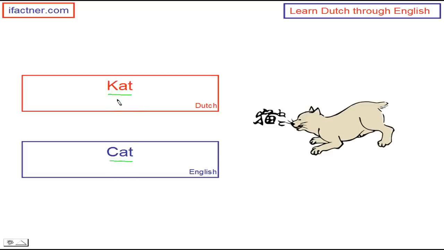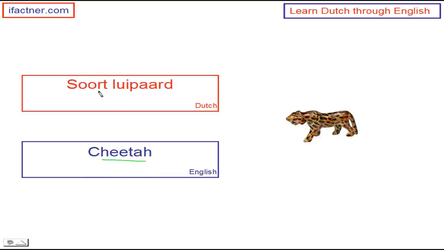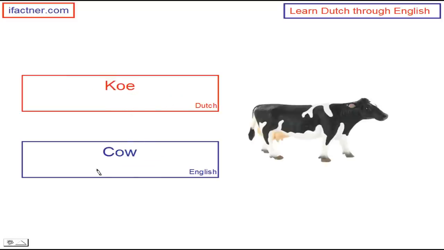Cat. Kat. K-A-T. Kat. Cheetah. Leopard. S-O-O-R-T. Leopard. L-U-I-P-A-A-R-D. Luipaard. Cow. Koe. K-O-E. Koe.